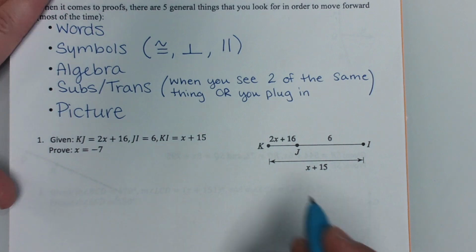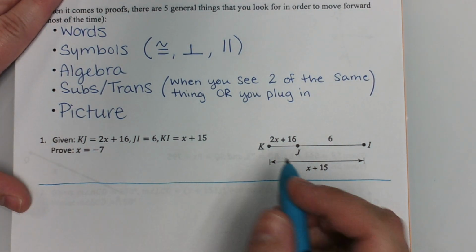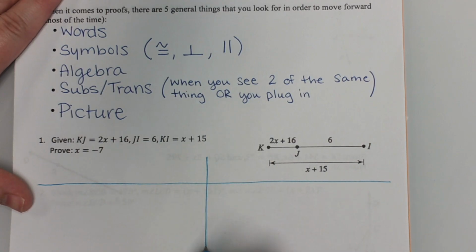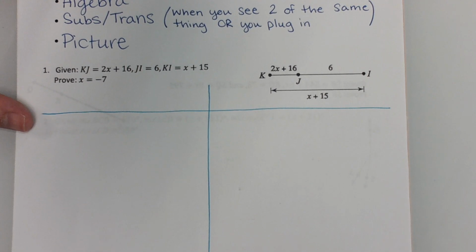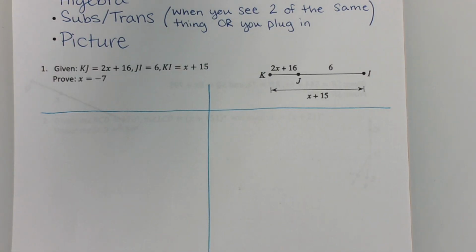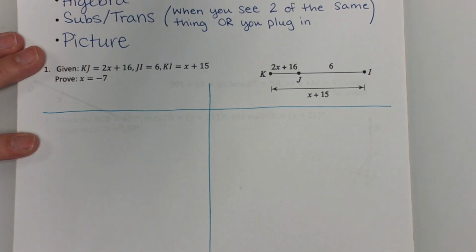Now, when it comes to proofs, anytime you see given and prove, we are going to do what are known as 2-column proofs. So, you're going to see me draw a line down the middle, and then there's a line on top that really just holds the names of the things that go into proofs.